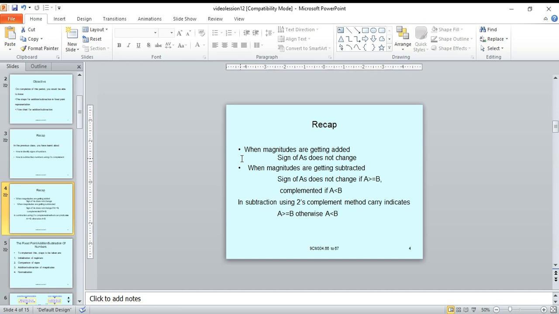When magnitudes are getting added, the sign of a does not change. When magnitudes are getting subtracted, the sign of a does not change if a is greater than or equal to b, and is complemented if a is less than b. In subtraction using the two's complement method, the carry indicates the comparison of the two numbers.